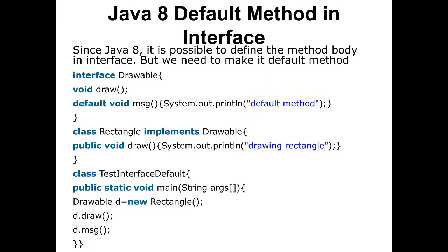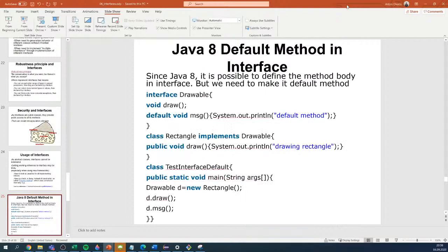So yeah, let's move on with some new features, new properties of the interfaces which are introduced in Java 8. Since Java 8 it is possible to define the method body in the interface, but we need to make it a default method. So maybe let's move on with the same example defined here.